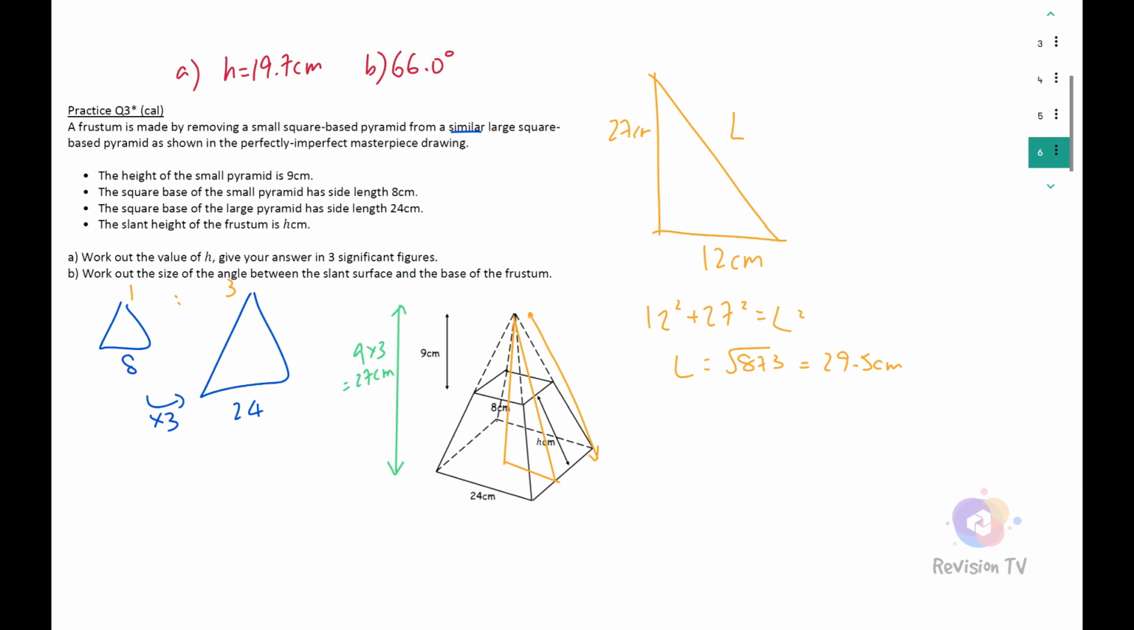Next, if the whole length here is root 873, which is 29.5, that means h is only 2/3 of it because the ratio is 1 to 3. So that's one part, that's 3 parts. We only need the second, that's 2 parts. So h equals 29.5 times 2/3, which is 19.7 centimeters.